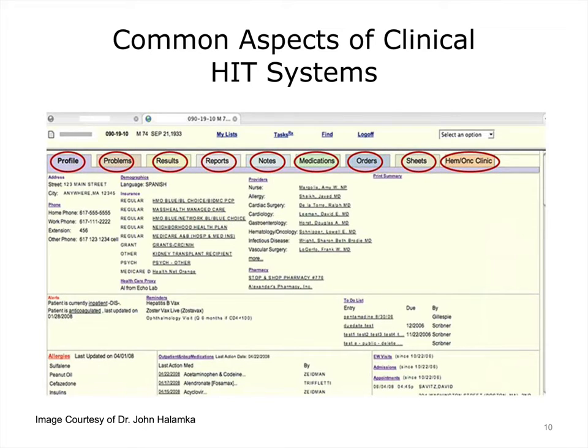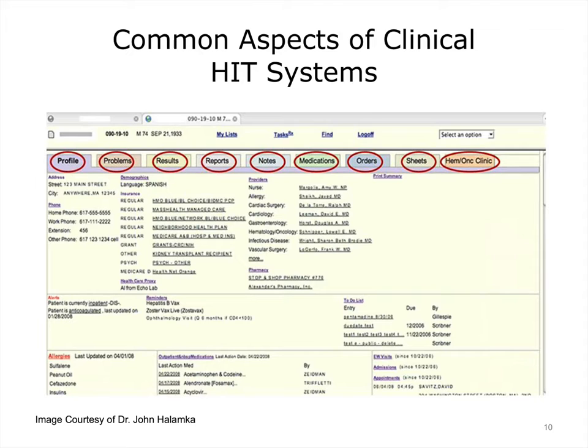There are similarities and differences between the paper medical record and the electronic record. Shown is an example of a generic electronic clinical record. Note the similarities. There are still those tabs at the top. You will see that there are different areas of the chart where a provider could find specific information such as the problem list, the results of tests, reports, notes, medications, orders, and so on.